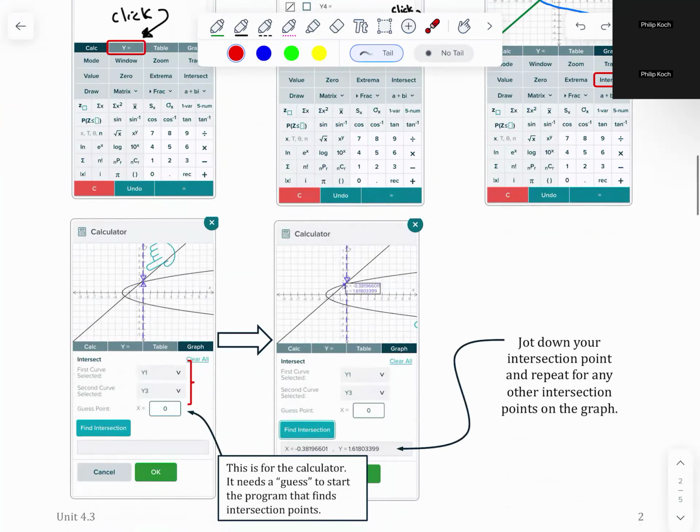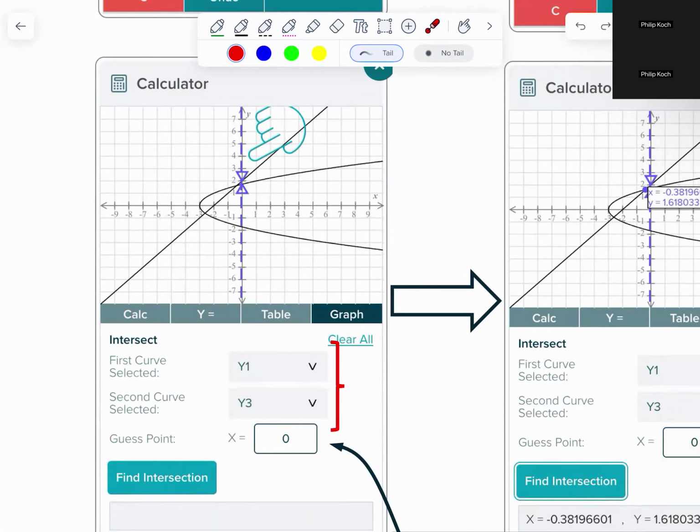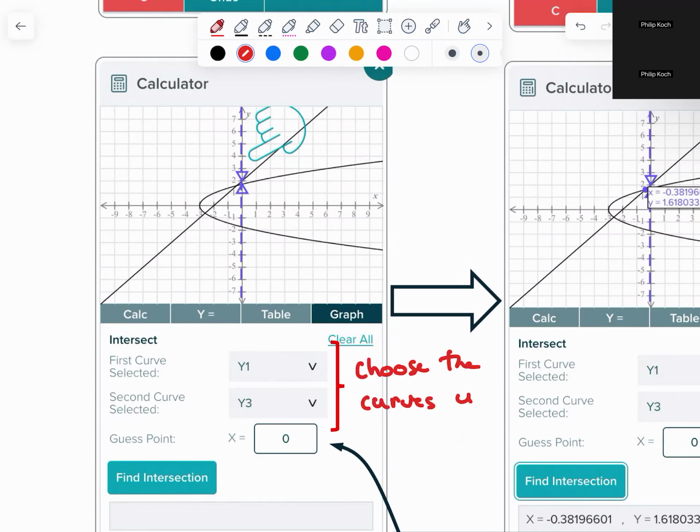So once you click that intersect button, it will pop up with this option where it says first curve that you're selecting, second curve that you're selecting, and a guess point. So with this part, choose the curves that intersect. So you don't want to use y1 and y2 because that's a point that's technically on the first equation's graph. You really want to do y sub 1 and y sub 3 or y sub 2 and y sub 3.